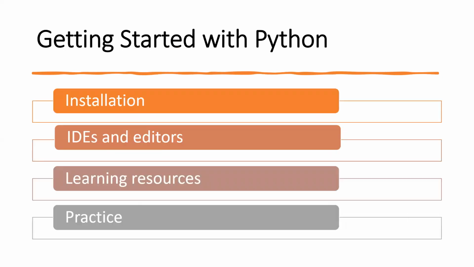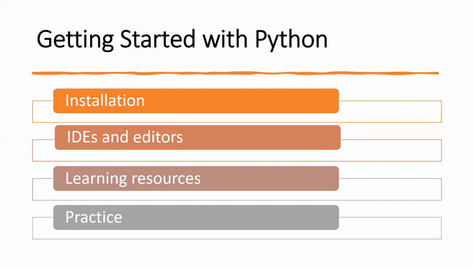Getting started with Python. Now that we have a good understanding of Python's features, let's talk about how to get started with Python. Number 1, installation. To start coding in Python, you need to install the Python interpreter on your computer. You can download the official Python distribution from the Python website. Once installed, you'll have access to the Python interpreter and a range of development tools.